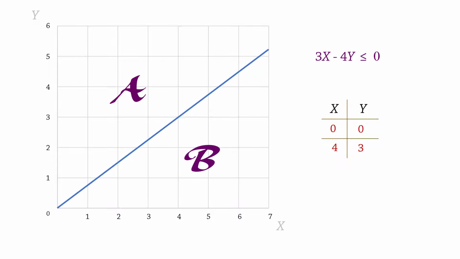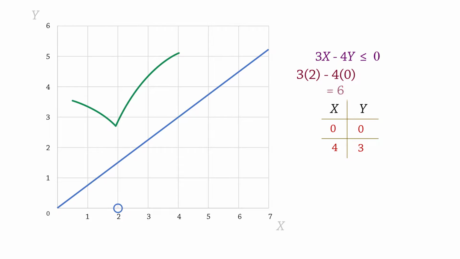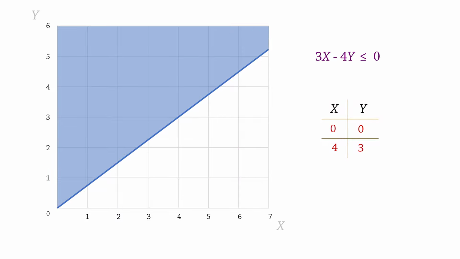Again, we can pick a point on either side. Unfortunately, 0, 0 cannot be used because the equality line passes through it. Checking the point 0, 2, we have negative 8 on the left side, which is less than 0. But the point 2, 0 gives 6 on the left, which is not less than or equal to 0. The constraint is therefore satisfied in this upper direction.